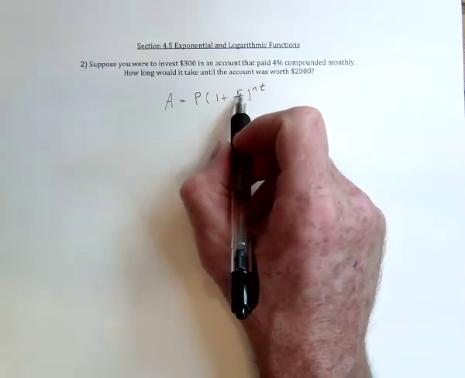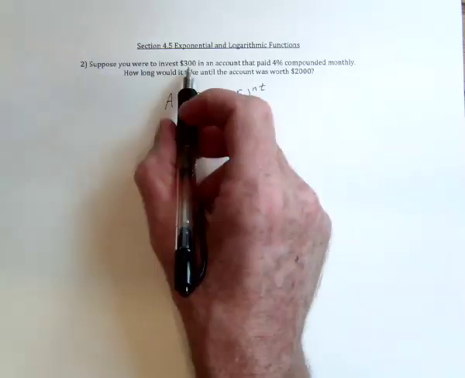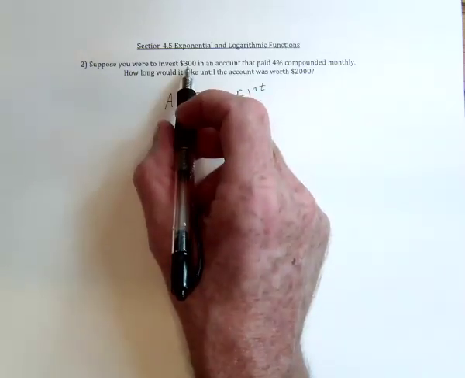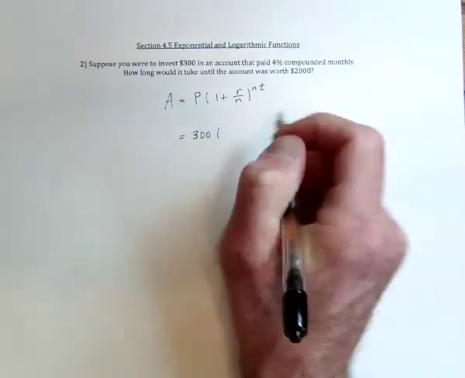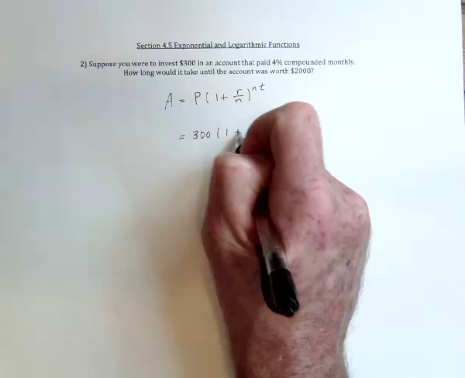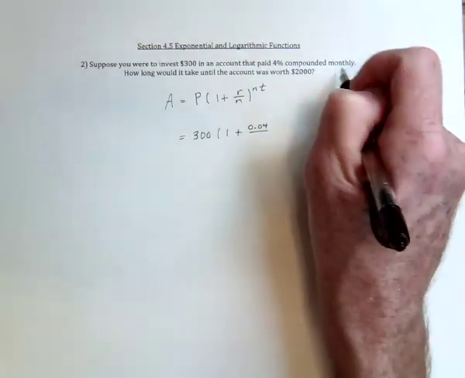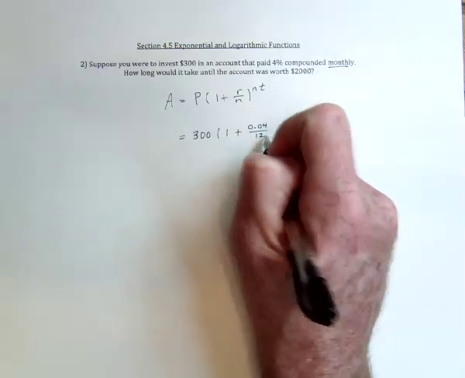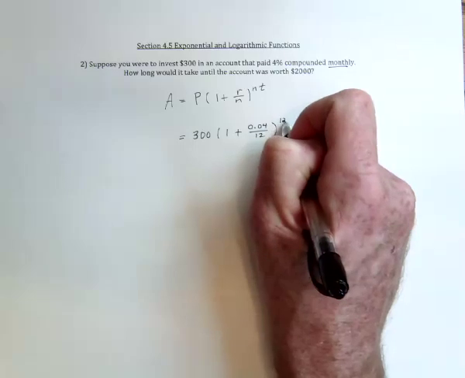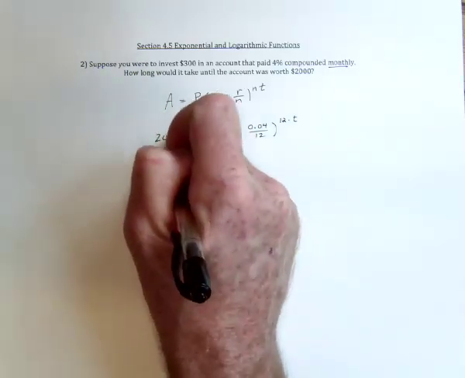So that means for everything else we must have numerical information. So the initial investment is the principal, 300. The interest rate is 4%. Use the decimal form, 0.04. Compounded monthly means that n is a 12 for 12 months in a year. And then solve for t so that we end up with $2,000.